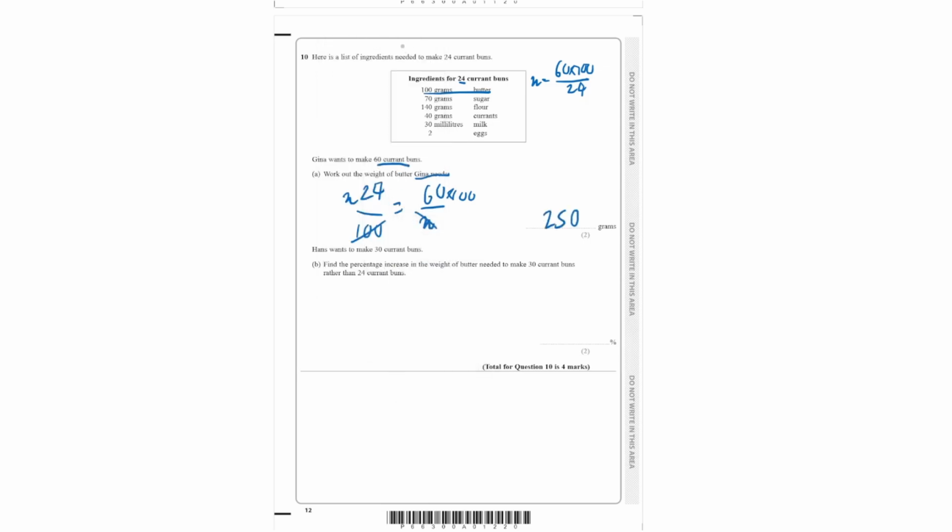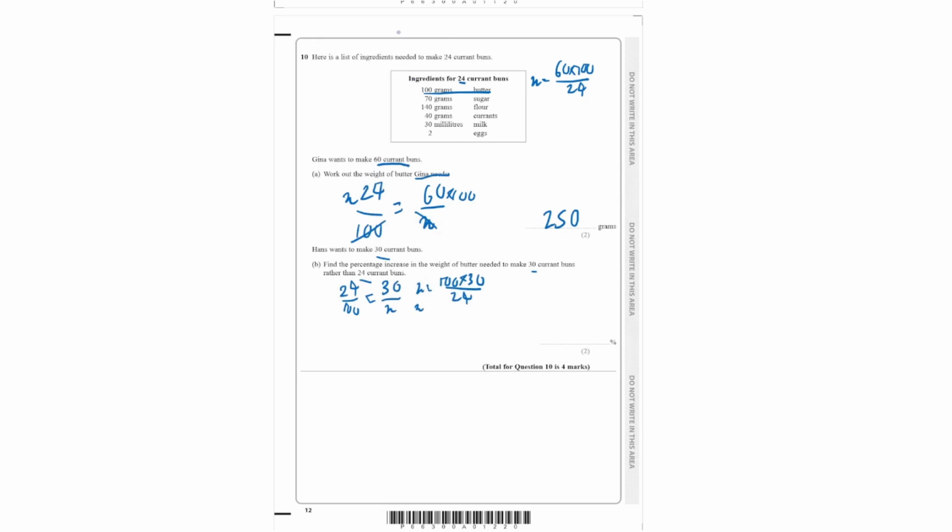250 grams. Hans wants to make 30 currant buns. Find the percentage increase in the weight of butter needed to make 30 currant buns as opposed to 24 currant buns. So first we need to find the amount of weightage for 30 currant buns. So again, we use the same formula. 24 is to 100. And here for 30 currant buns is equal to x. So that means it is 100 times 30 divided by 24. Let's use our calculator. 100 times 30 divided by 24 gives us 125.